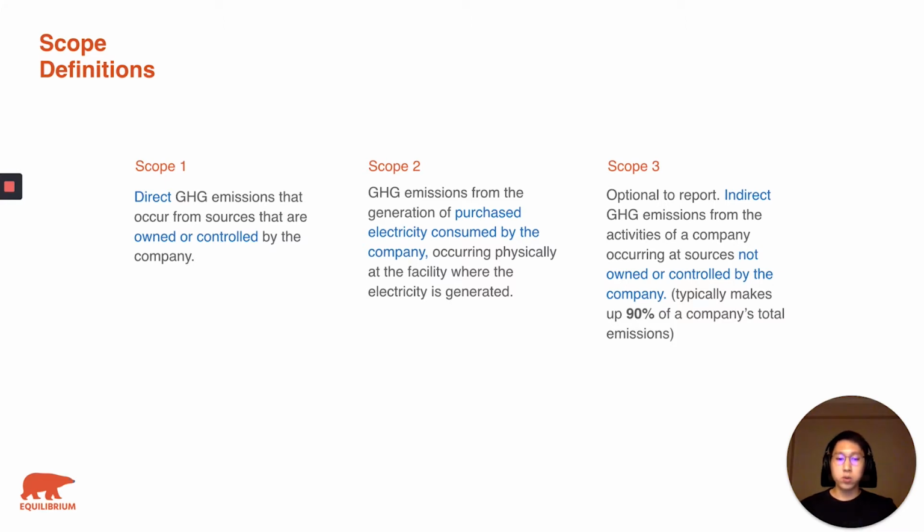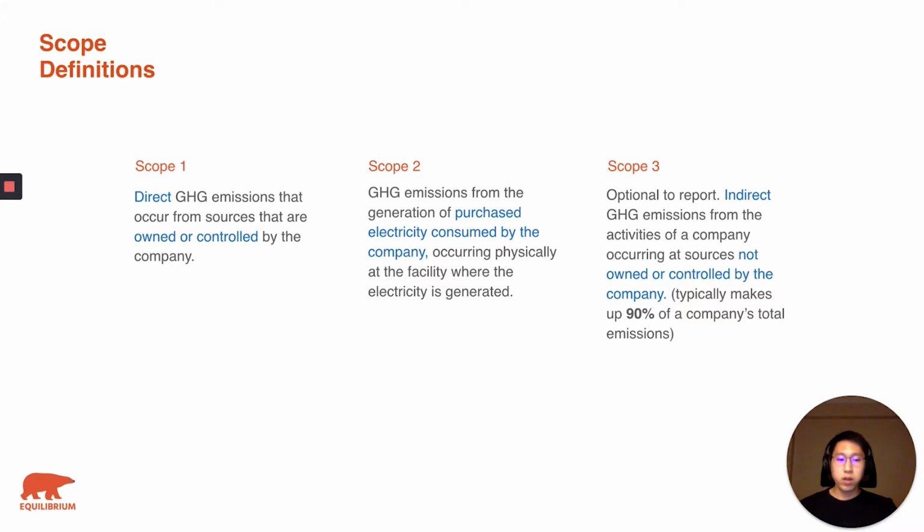Emissions under Scope 2 are emissions that are generated from purchased electricity consumed by the company, occurring physically at the facility where the electricity is generated, which refers to electricity we use for lights, air conditioning, or to power our desktops at home.